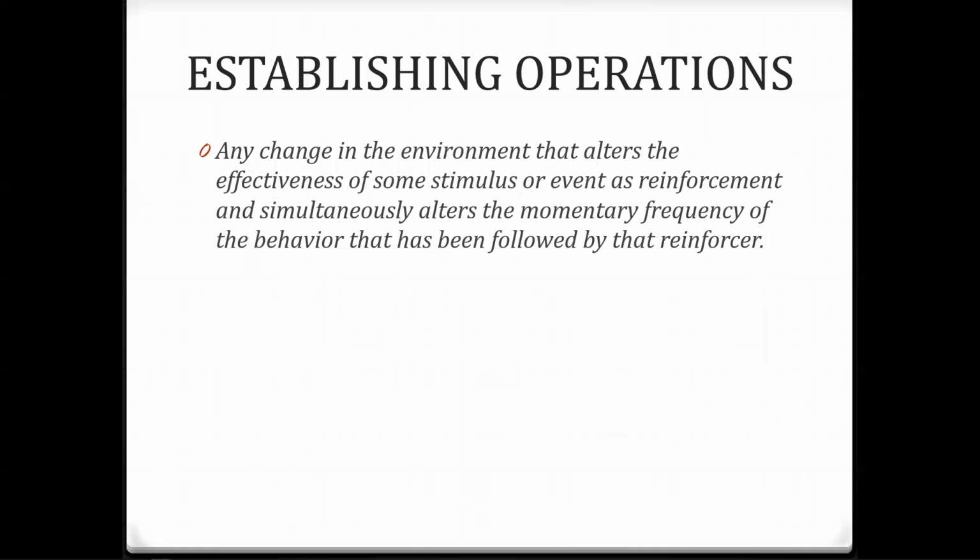And really, the amount of behavior and to what degree changes of behavior occur is going to depend on how motivating or reinforcing a particular stimulus is. There are some ways to control how reinforcing and motivating a stimulus is, and that's what we call an establishing operation. It's a change in the environment that alters the effectiveness of some stimulus or event as a reinforcer and simultaneously alters the momentary frequency of that behavior that has been followed by that reinforcer. So what we mean by that is that we make something more reinforcing, and then we make behavior more likely to occur that has previously produced that reinforcer.